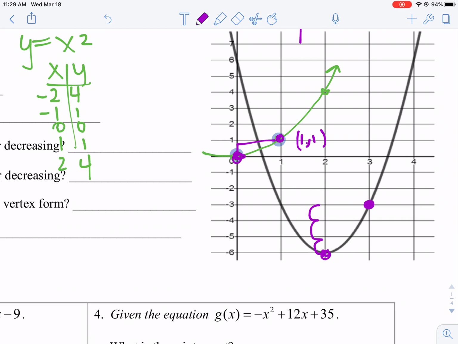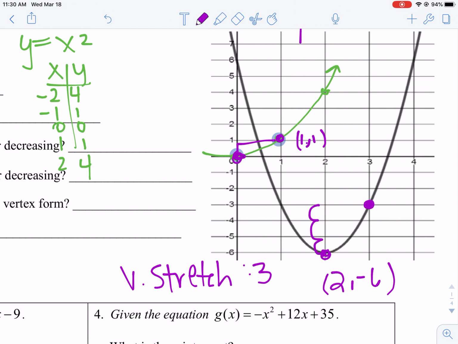So for the equation, the vertical stretch, why do I know that it's a stretch? Because it's getting skinnier. It is going to be 3. If you were to write your equation, this vertex is going to be 2, -6. In vertex form, it would be y equals, and again, it's happy, so it's going to be a +3. Then it's going to be x -2, because my vertex is 2, -6. My axis of symmetry is 2, so it has to be opposite. Then square that, and then it'll be -6.